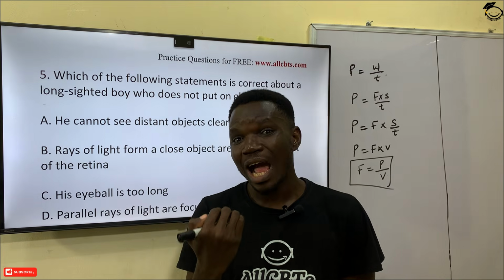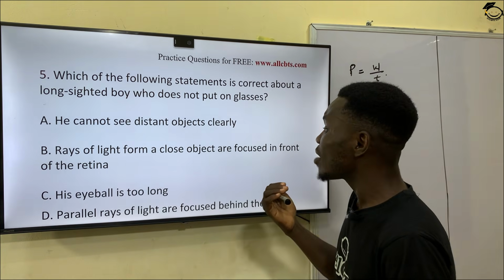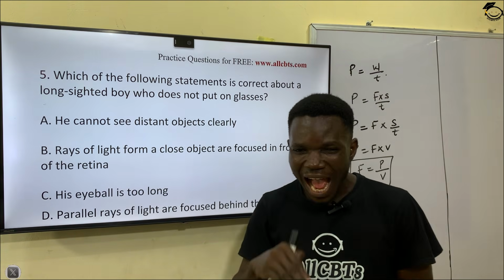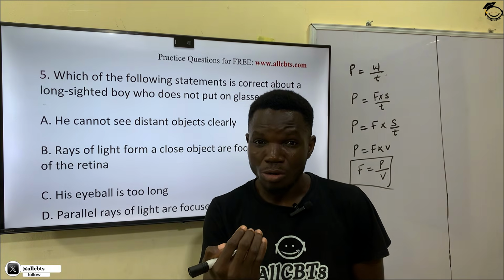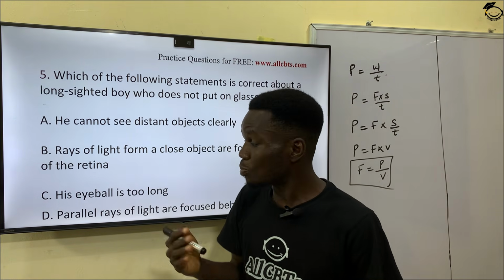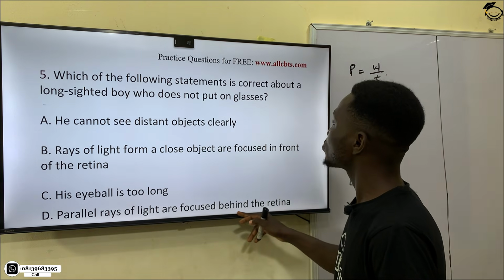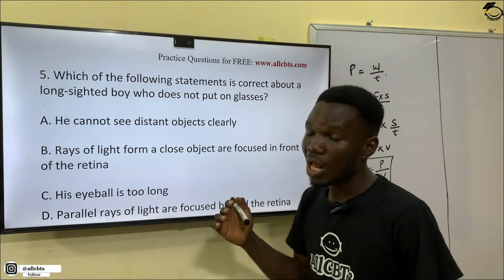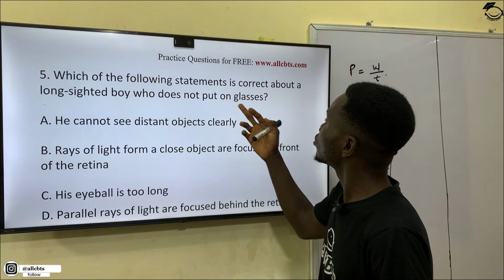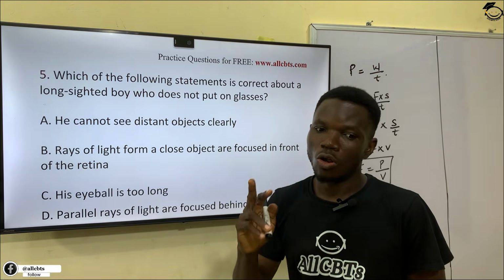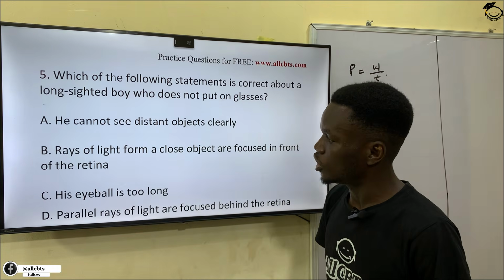Long-sighted. And when that happens, you discover that what? The parallel rays of light are focused behind the retina. Hence, close by objects cannot be seen. So this person cannot see because parallel rays of light are focused behind the retina. That is what happens to a boy that is not using glasses, although he has long sight. So the correct answer is option D.